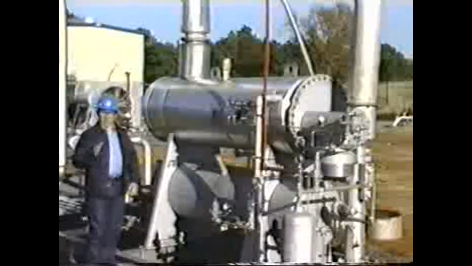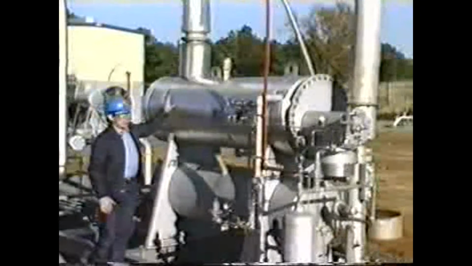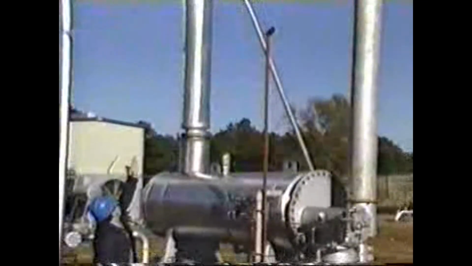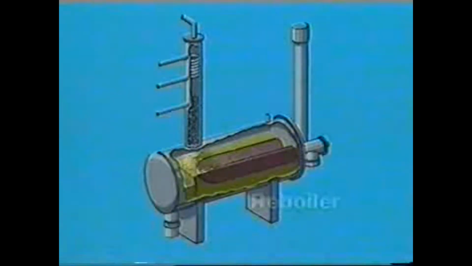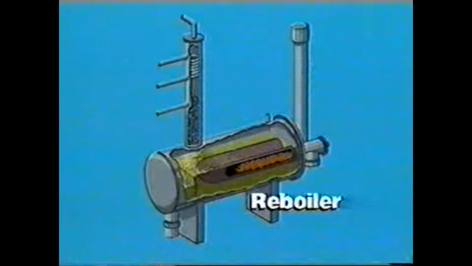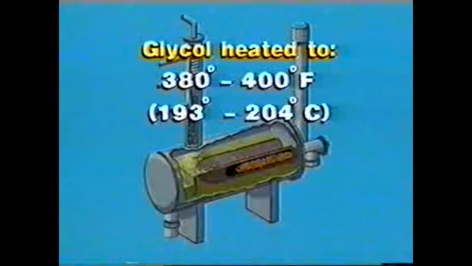The regenerator is a combination of the glycol reboiler and the still column. They work together to regenerate the rich glycol, making it lean again and ready to use in the contactor column. The reboiler supplies heat to separate glycol and water by simple distillation. Glycol is heated to a temperature between 380 degrees and 400 degrees Fahrenheit to remove enough water vapor to regenerate the glycol to 98.5 to 99%.